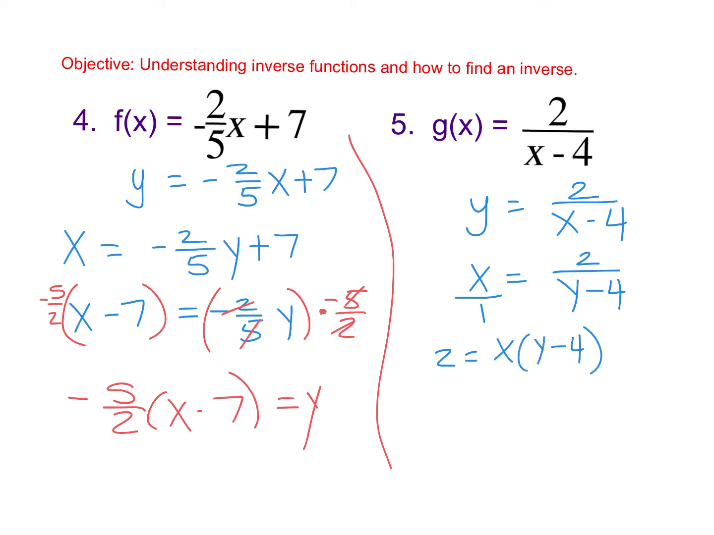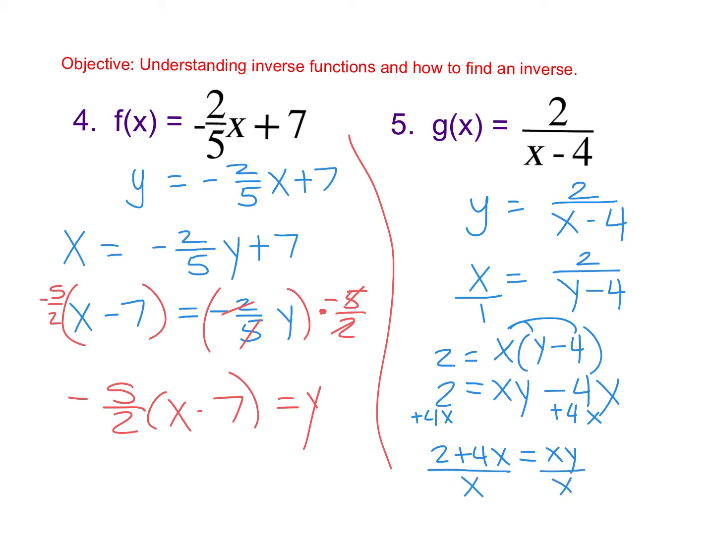Now, there's a couple ways to do this. I'm going to distribute. So xy minus 4x. Right, I distributed the x. Now I'm trying to solve for y. So I'm going to add the 4x. 2 plus 4x equals xy, and then divide by x to get the y. Make sure the whole thing's divided, though. Ran out of space. So 2 plus 4x all over x.